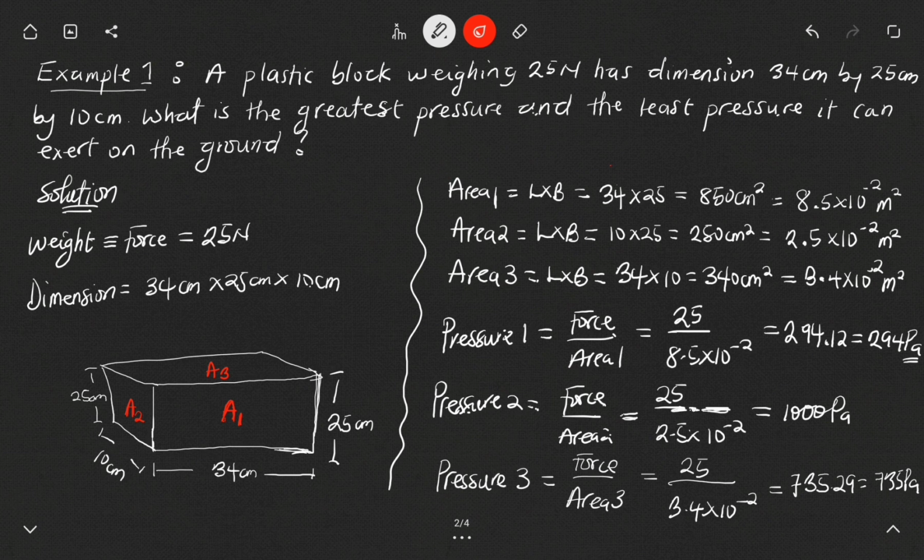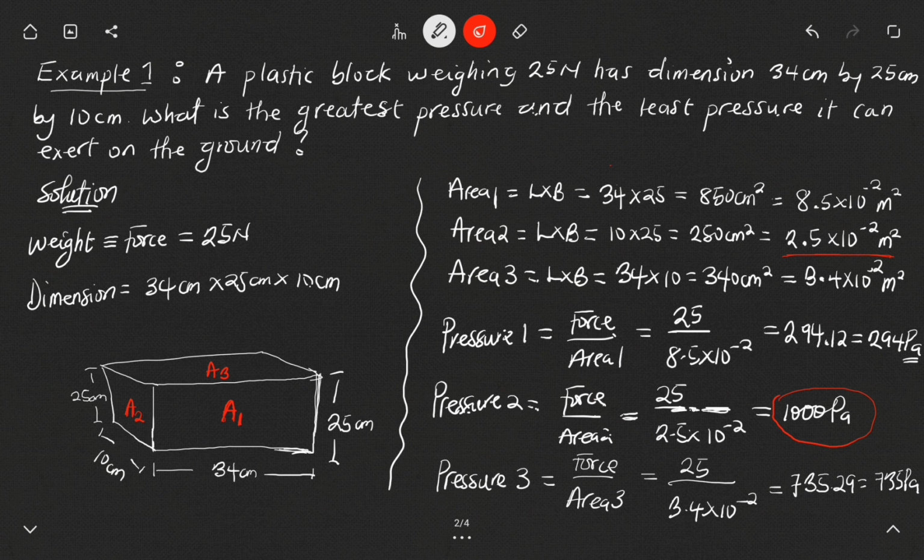So the question is saying, what is the greatest pressure and the least pressure? So if you look at it, we have 294,000 Pascal and then 735. So we realize that the greatest pressure is the 294,000 Pascal, and that is exerted by area 2, which has the area 2.5 times 10 raised to the power minus 2, which is literally the smallest area over here. So we say the smaller the area, the higher the pressure.